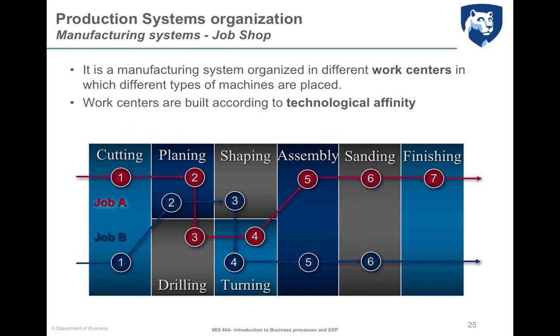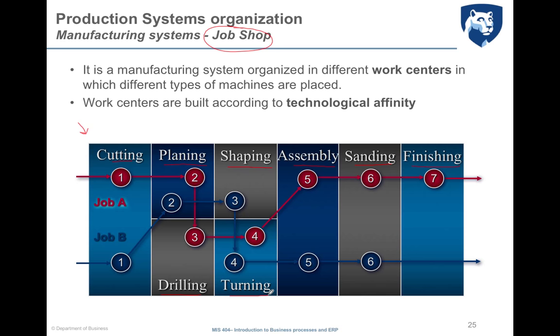The first option to realize a manufacturing system is what we call a job shop. With this choice, essentially, in our system we see different work centers. Remember the concept of work center. Each one has machinery inside, grouped according to technological affinity, meaning able to execute similar operations. See this example. We have 8 work centers: cutting, planing, shaping, assembling, sanding, finishing, drilling, and turning.